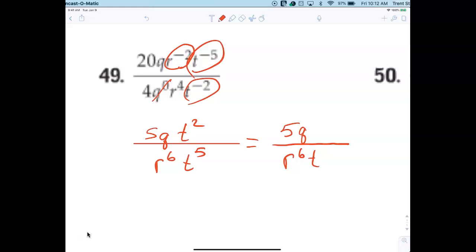You are awesome if you understand that. That's very important. Very difficult for kids. All right, negative exponents. You just switch them. All right, it's on the bottom, put it to the top. It's on the top, put it to the bottom.